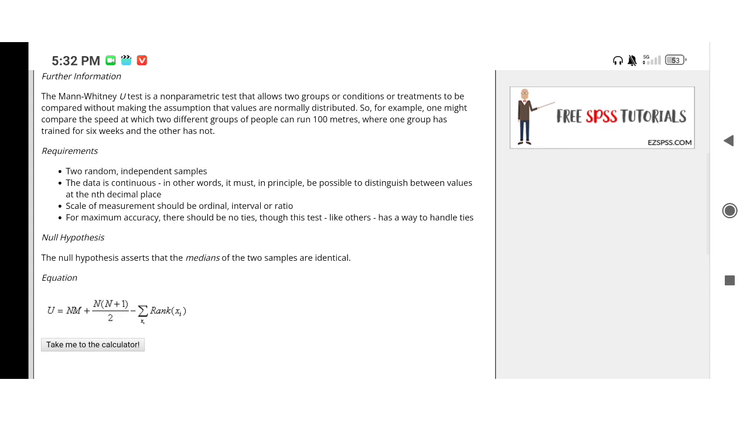So the requirements are two random independent samples, and the data is continuous. In other words, it must in principle be possible to distinguish between values at the nth decimal place. The scale of measurement should be ordinal, interval, or ratio, and for maximum accuracy, there should be no ties, though this test, like others, has a way to handle ties.